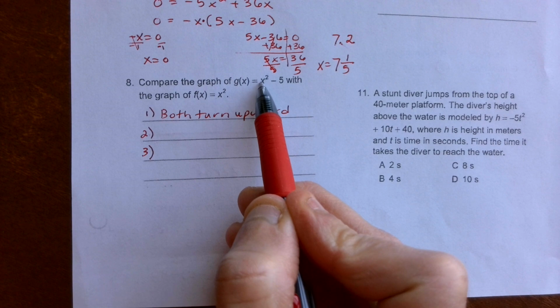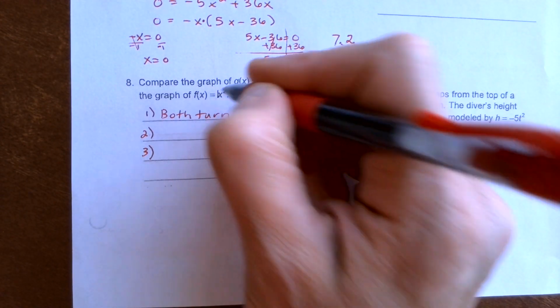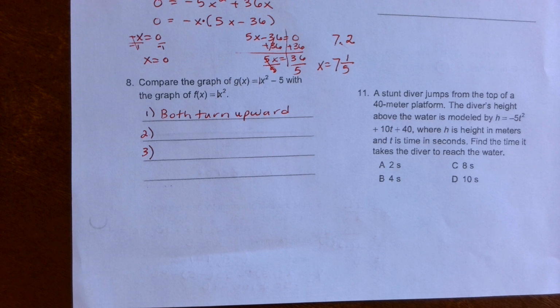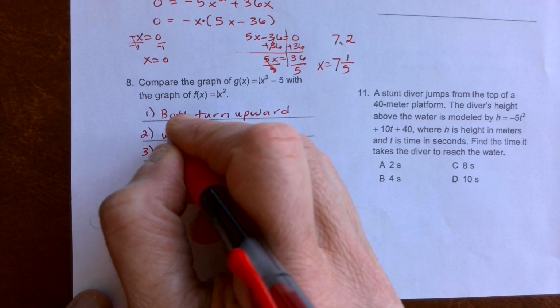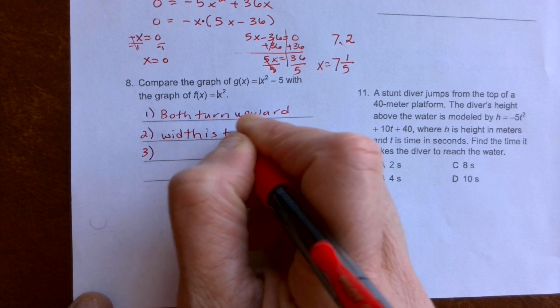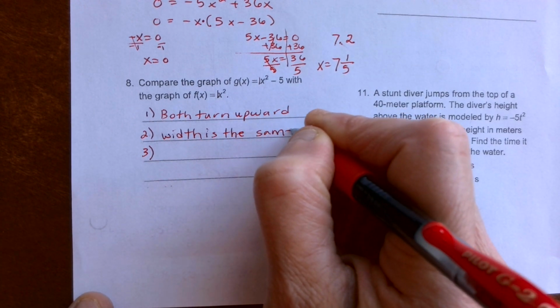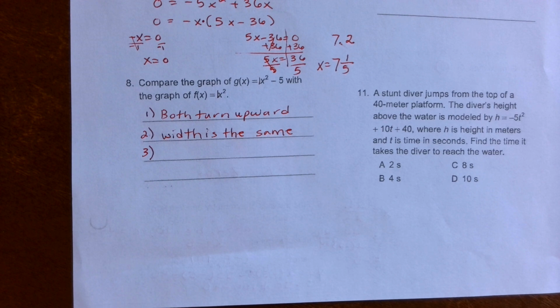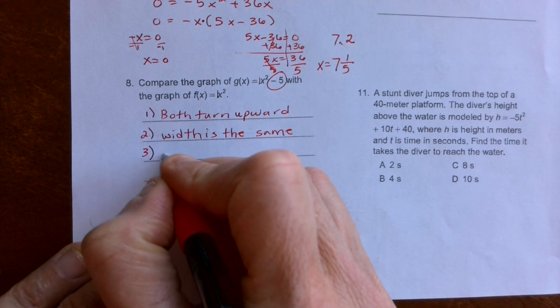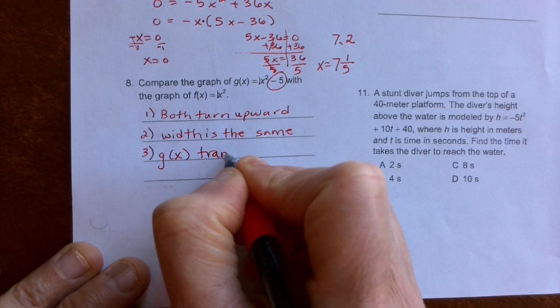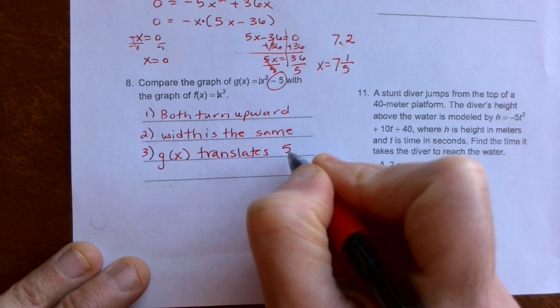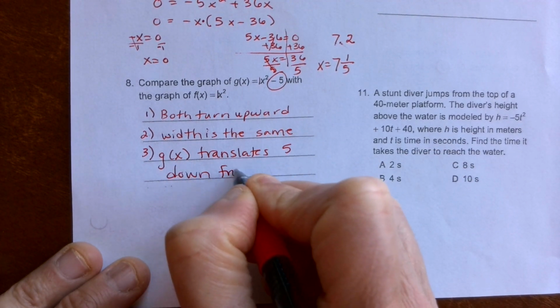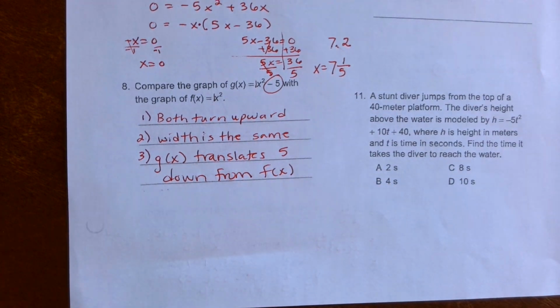We notice that the number before this is a 1, and the number before this one is a 1. The absolute value of those are both 1s. So therefore, the width is the same. Remember, the bigger the number, the more narrow the graph. And then lastly, we can use this minus 5, which tells us that g(x) translates 5 down from f(x). And that's all we got going there.